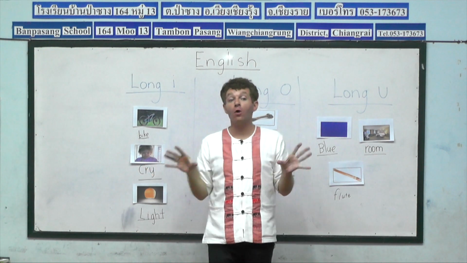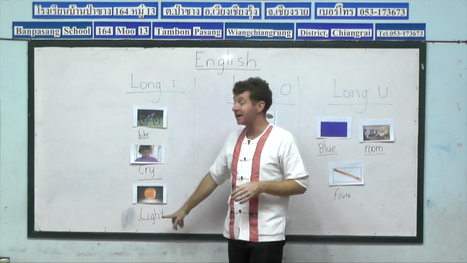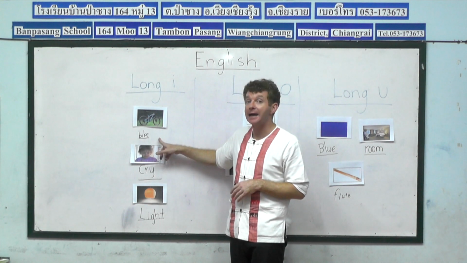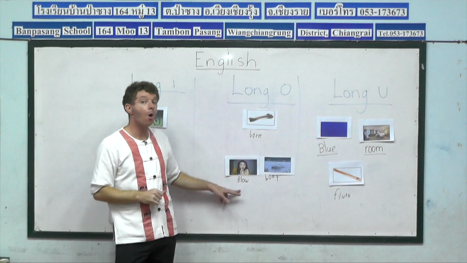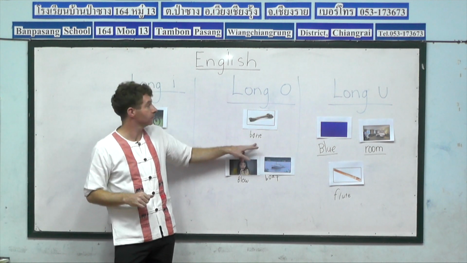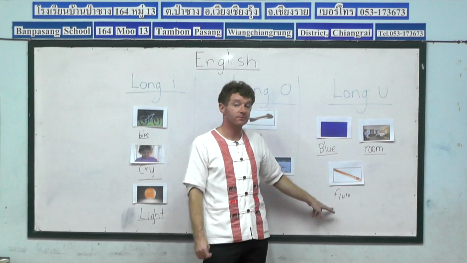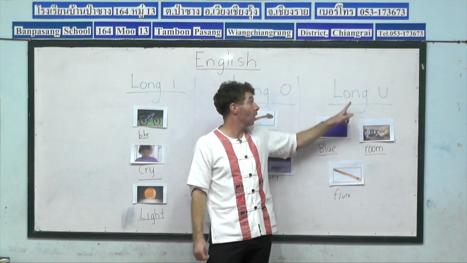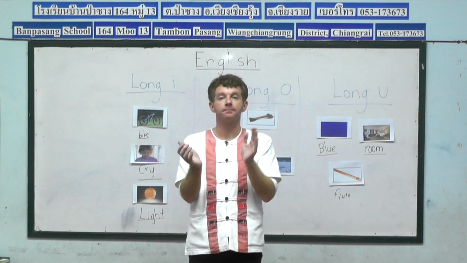So now we've got all the vocabulary on the board. Let's practice speaking one final time. Light. Cry. Bike. Long I sound. Blow. Boat. Bone. Long O sound. Flute. Blue. Room. Long U sound. Excellent, guys. Well done and very well spoken.